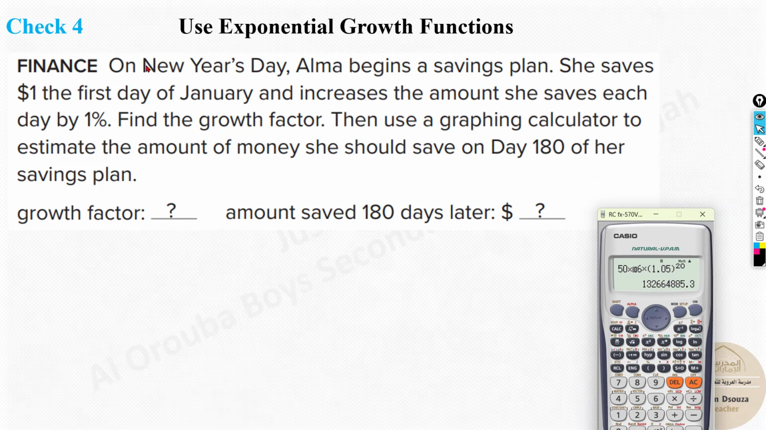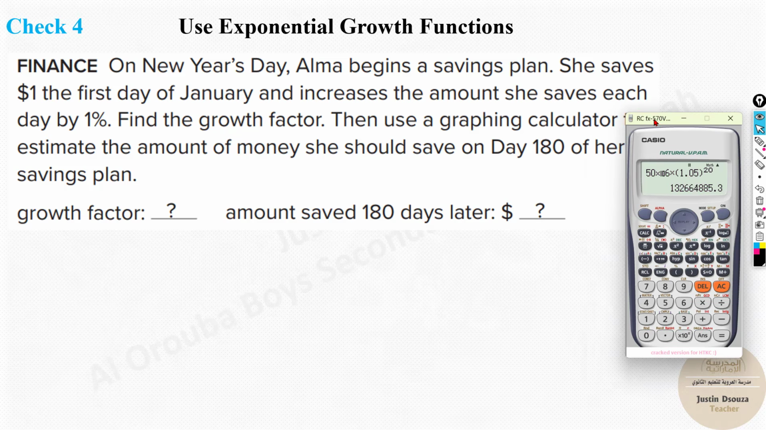Now they're asking you, on a New Year's Day, Alma begins a savings plan. She saves $1 for the first day of January and increases the amount she saves each day by 1%. Find the growth rate, then use a graphing calculator to estimate the amount she should save on day 180 of a savings plan. After 180 days, how much will be the savings? So 1%, right?